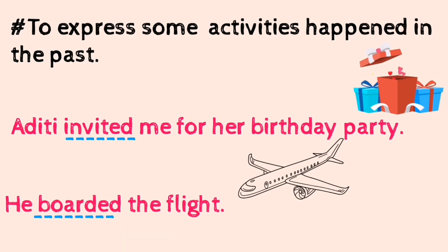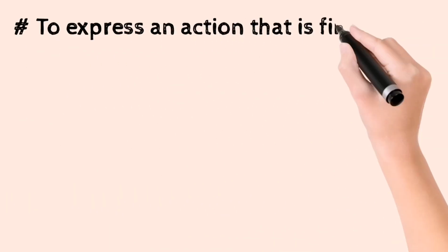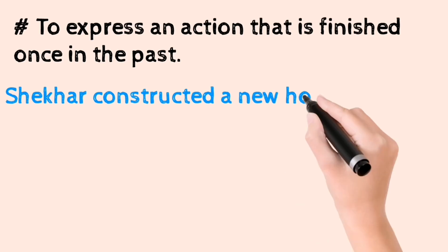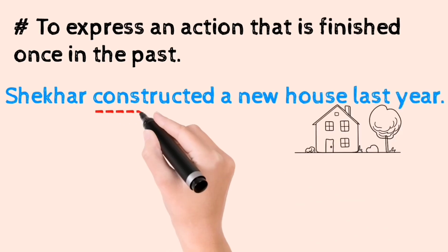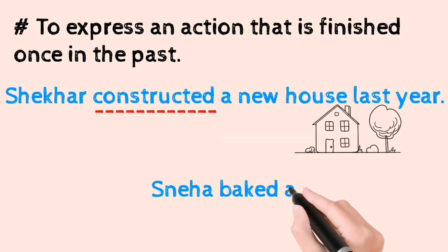Secondly, we can use simple past tense to express an action that is finished once in the past. Shekhar constructed a new house last year. Sneha baked a cake yesterday.